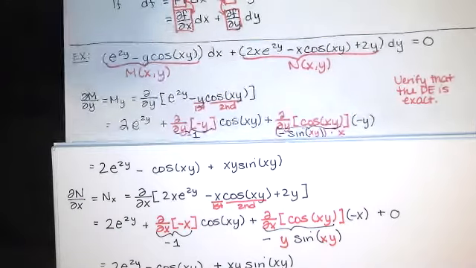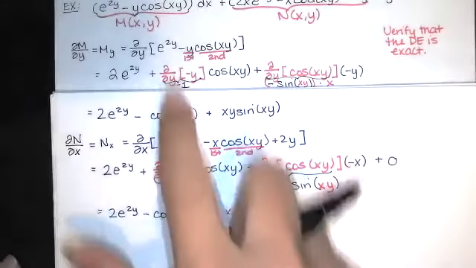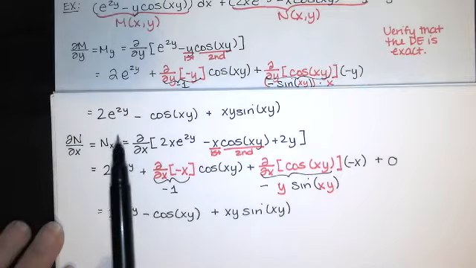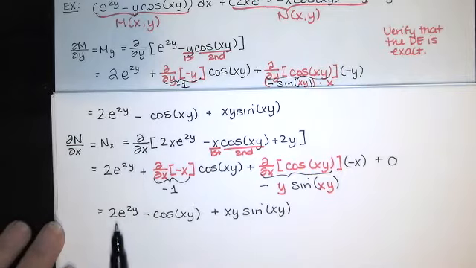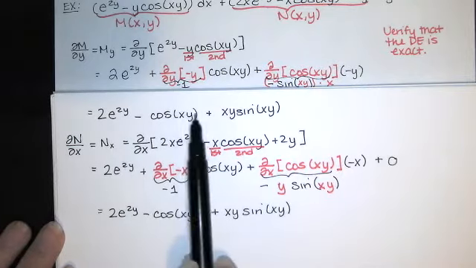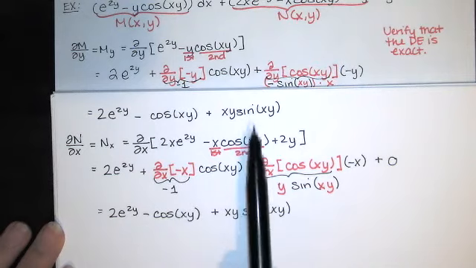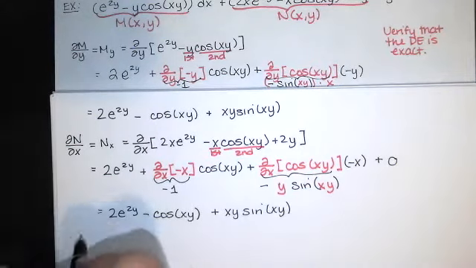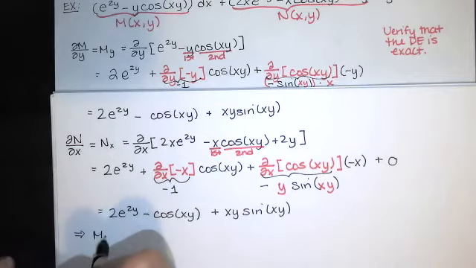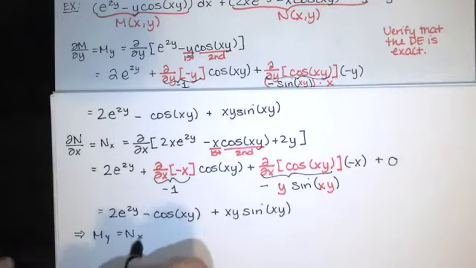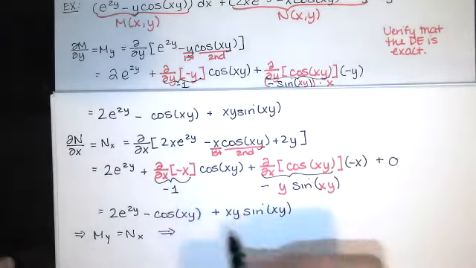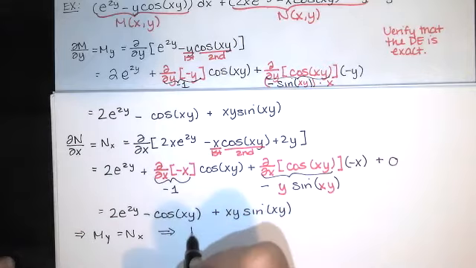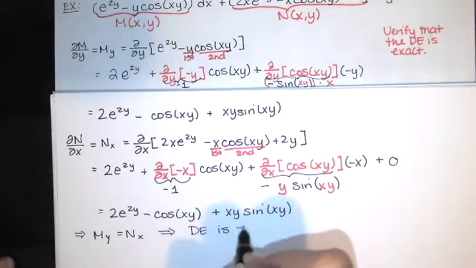And the question is, are these two guys equal to each other? We've got 2e to the 2y, 2e to the 2y, minus cosine of xy, minus cosine of xy. Hey, they're exactly the same. That's great. So these two partial derivatives are the same, and that means that the differential equation is exact.